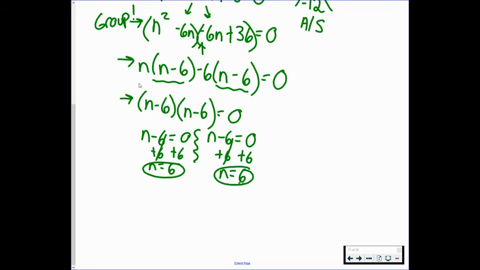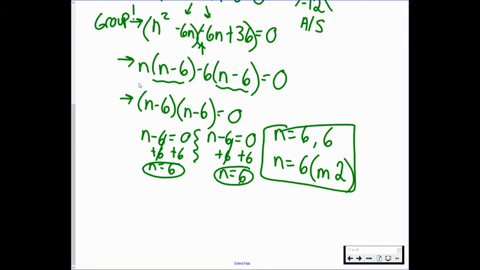So n equals 6. It appears twice, so you can write it like this: n equals 6, comma 6. Or you could write 6 m2. The m stands for multiplicity. It's how many times that the 0 occurred. It occurred twice. So either way, regardless, 6 occurs twice.